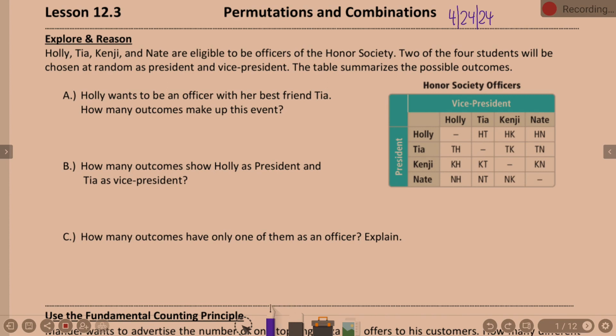A. Holly wants to be an officer with her best friend Tia. How many outcomes make up this event? 2. What 2 do we see here? We've got Holly and Tia, and Tia and Holly, where one of them's president and one of them's vice president. So there are 2. Holly, Tia, Tia, Holly, and you can see from the grouping that Holly is vice president and Tia is president, and vice versa.